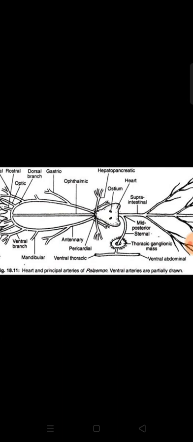The blood flows into the heart through the ostia. The pericardial sinus receives blood through 6 pairs of efferent branchial channels.